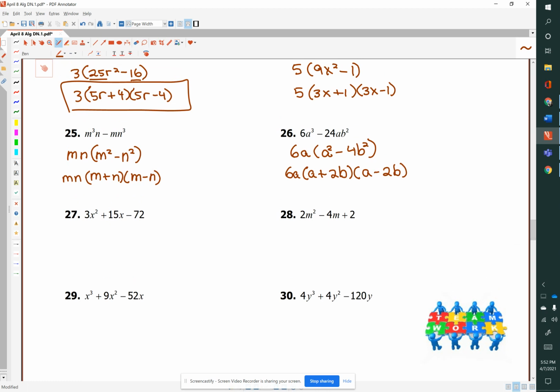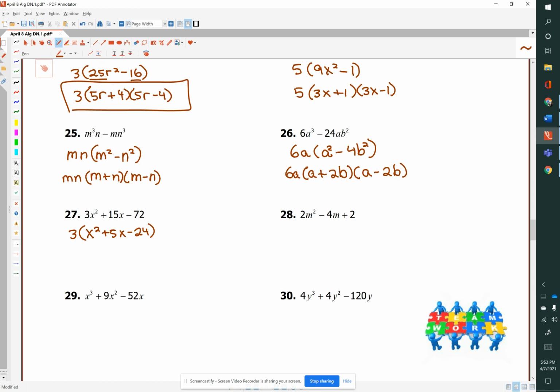Now, I don't think we're going to have any difference of squares, well, we might for number 28. Let's look at number 27. We have 3x squared plus 15x minus 72. So we can factor out a 3 only, and then we have x squared plus 5x minus 24.